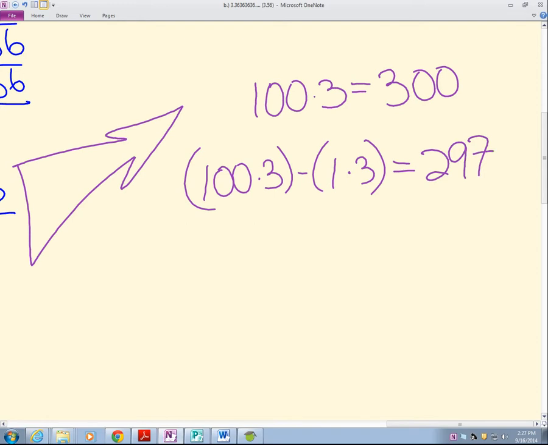Okay, so we have 297 have been taken care of 3 times. So we know that we have 3, and there's going to be a 99 here. How far away from 333 is 297?